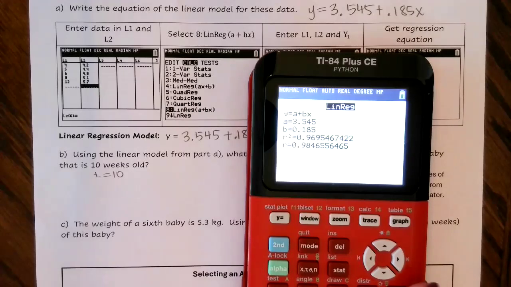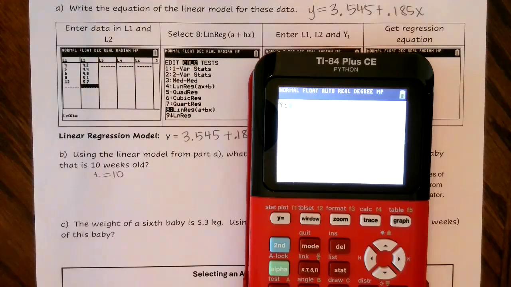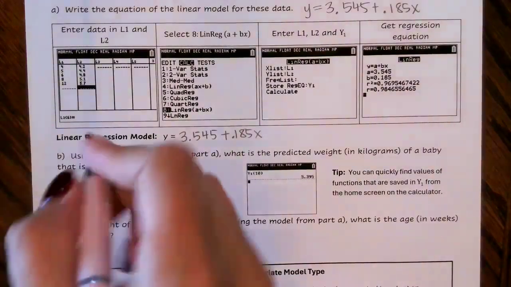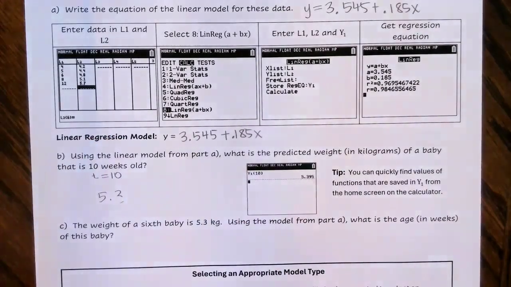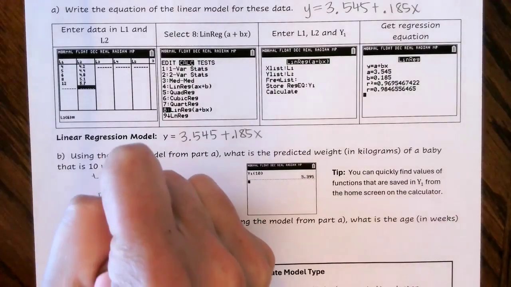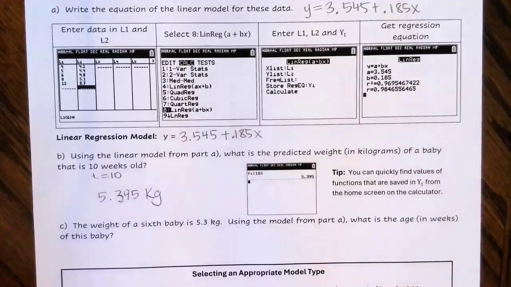And so I can actually use the function notation with the calculator. I can hit alpha trace to get that Y1 on this main screen, and then do the 10, and it will do the math for me. Again, 3 decimals is what we're going to want to keep, and so that is 5.395 kilograms, because that's going to be the weight at 10 weeks.